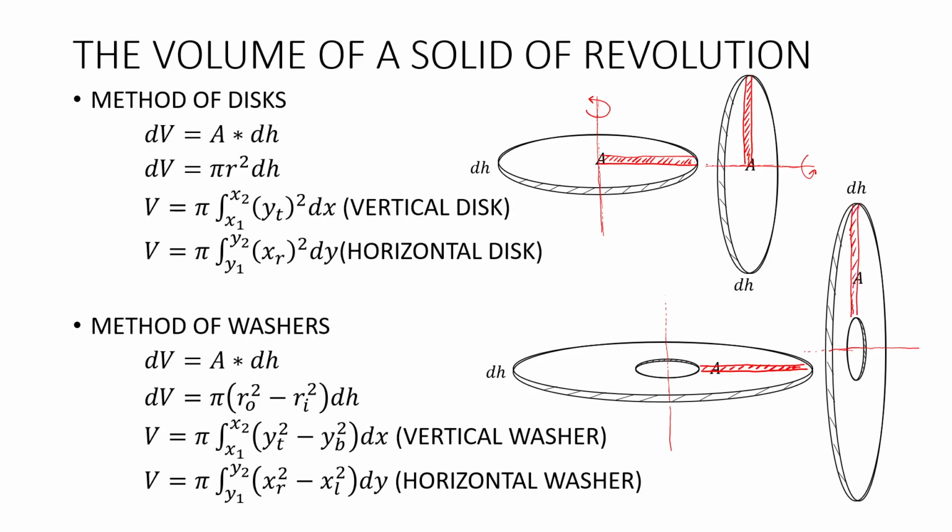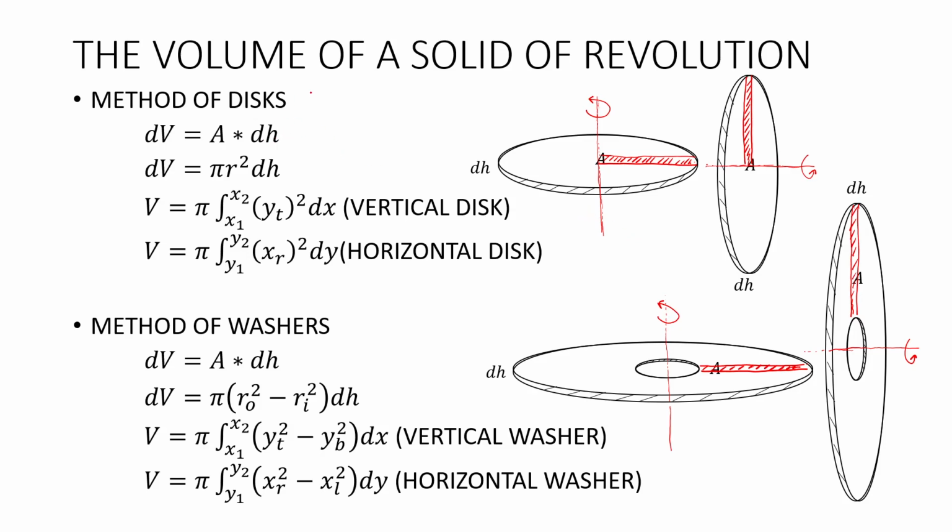Again, notice that the strip is perpendicular to the axis of rotation. So the difference between the two methods, disk or washer, is that the washer has a hole in the center, but for the disk there's no hole. But the derivation of the formula will be the same throughout, for both the disk and the washer.